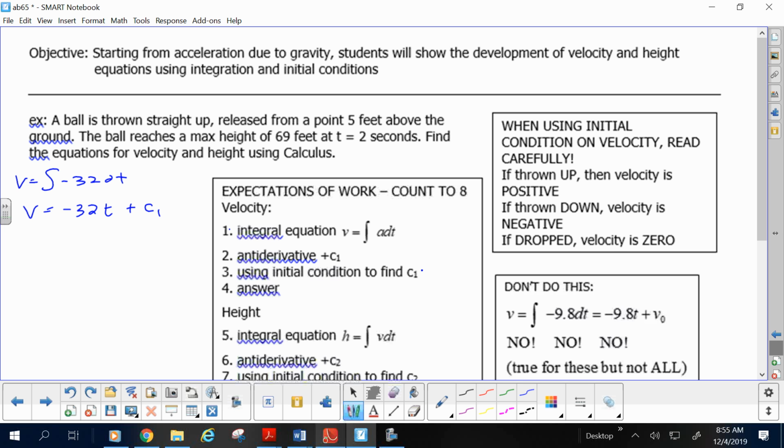I know that the max height is 69 feet at 2 seconds. Now, that doesn't clearly state a velocity, but it's implied. If it reaches a max height, if the height is 69 feet at 2 seconds, what's the velocity then? 0. We're talking velocity going from positive to negative. So it's implied within that the velocity is 0 at time 2 seconds.